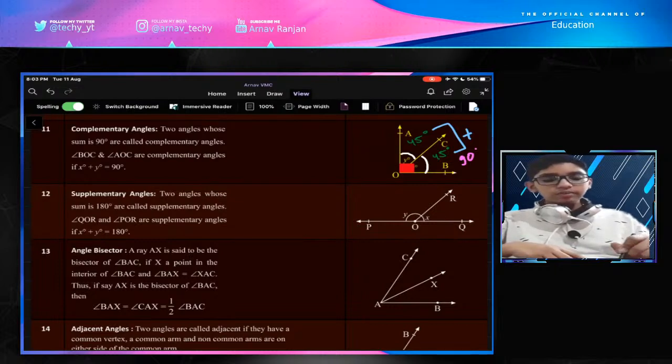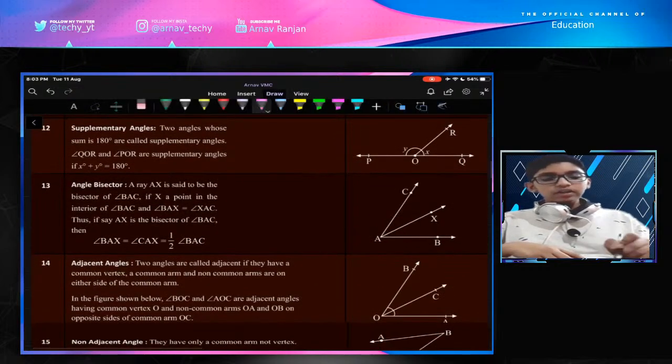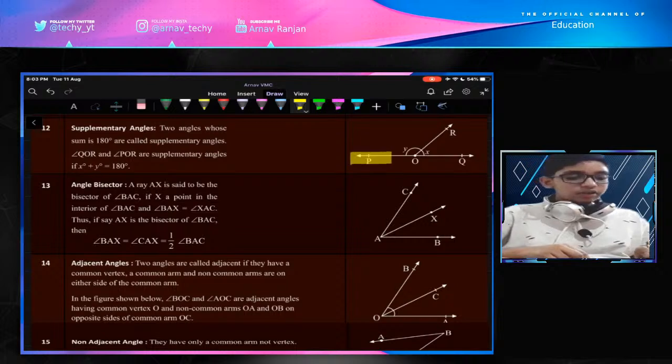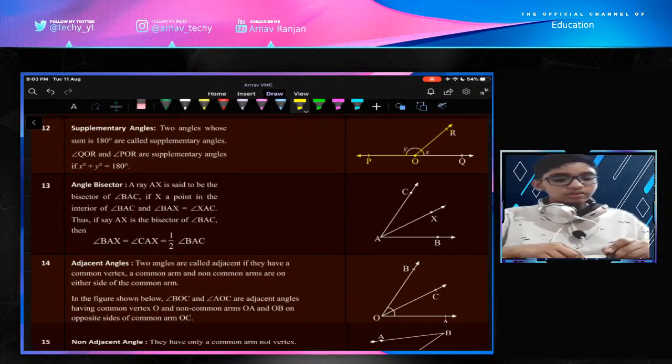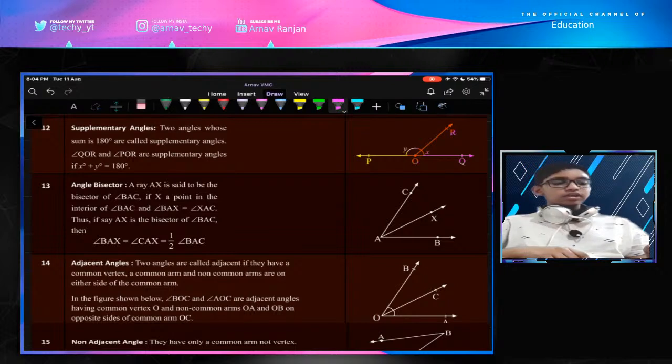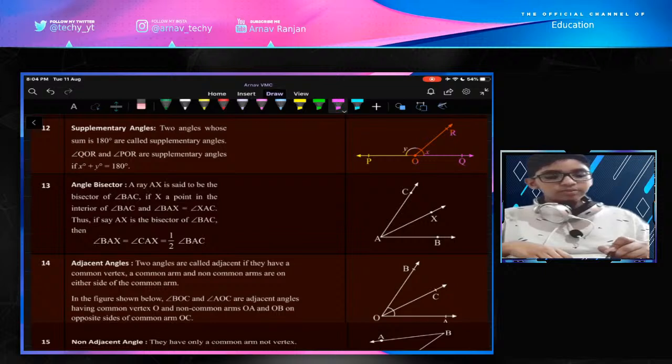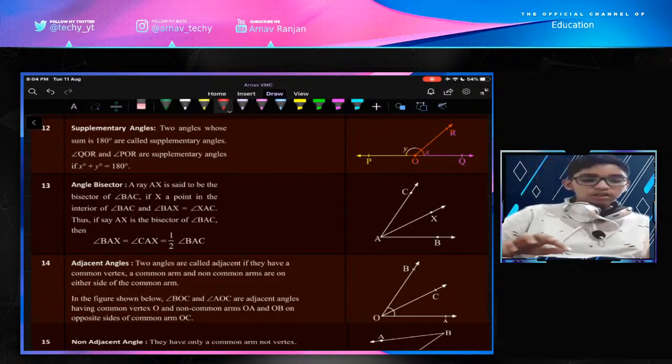Next we'll talk about supplementary angles. What are supplementary angles? Supplementary angles are angles that have a sum of 180 degrees. I am highlighting two angles. One angle is this, and from here another angle is like this. The orange part which you are seeing right now is common for all the angles. So I will zoom in.